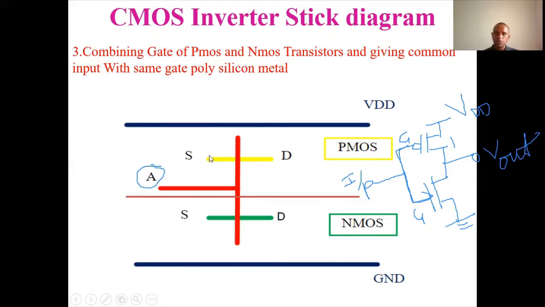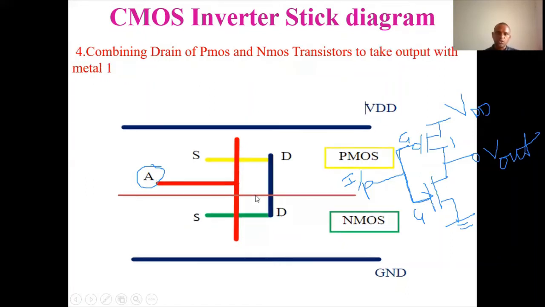Up to this point, I have formed PMOS and NMOS transistors, and I have shorted the gate of the PMOS and NMOS, and I'm going to take that one as the input terminal after drawing the demarcation. If you observe this one, this is NMOS and this one is the PMOS. Both are isolated with the demarcation line. Okay, so that is what we have. Next is combining the drain of PMOS and NMOS transistor to take the output with the metal one.